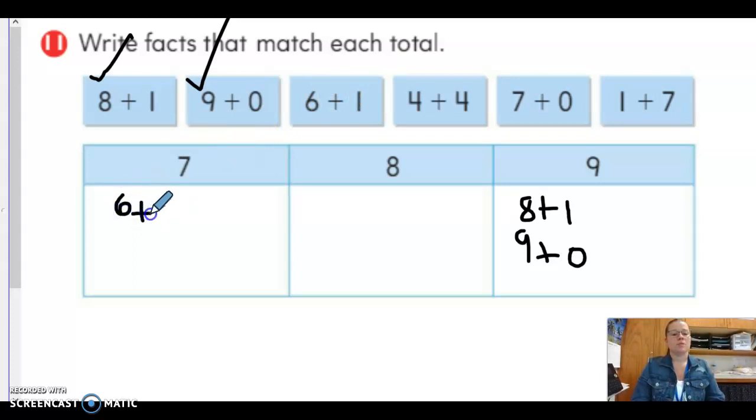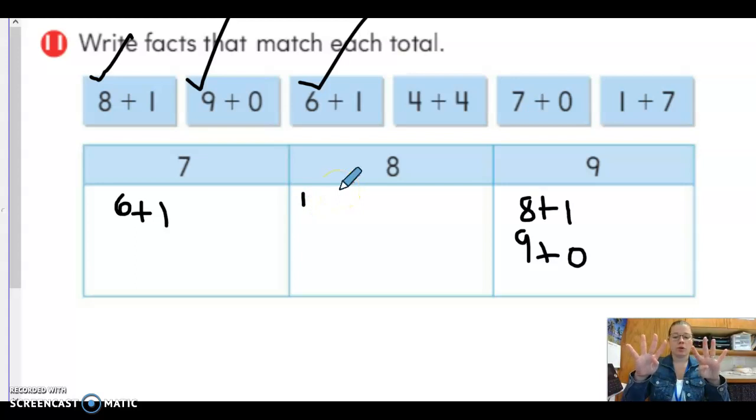6 plus 1 equals 7. 4 plus 4. That's a special fact when you use the same number 2 times. What's that called? You're right, it's called the doubles fact. Good job. And 4 more.